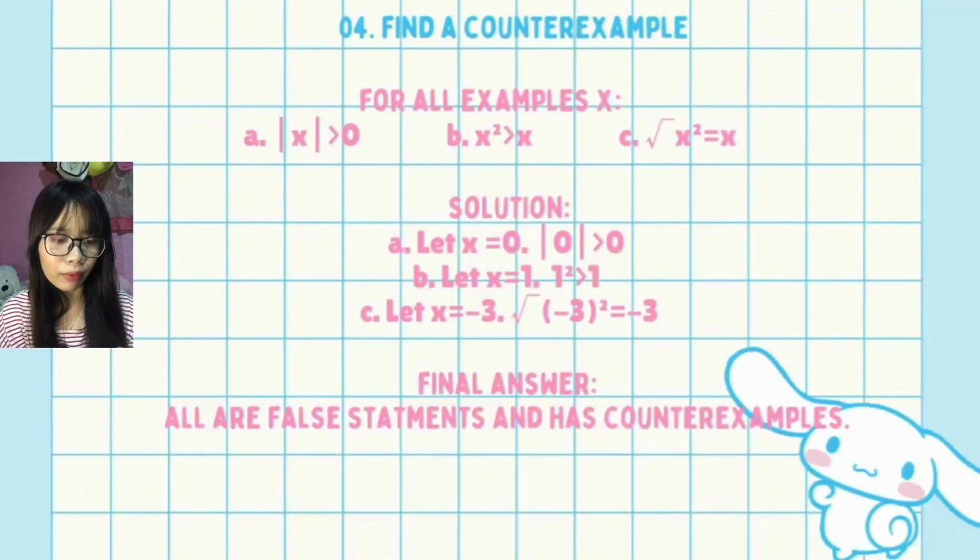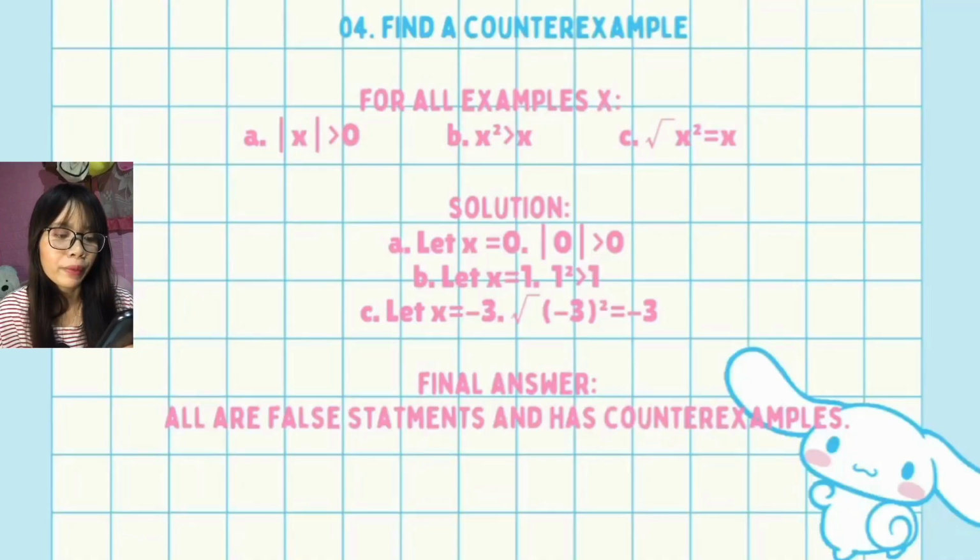Thus, for all numbers, the square root of x to the power of 2 equals x is a false statement. In letter C, consider x equals negative 3. Then the square root of negative 3 to the power of 2 is equal to 3. Since 3 is not equal to negative 3, we have found a counterexample.